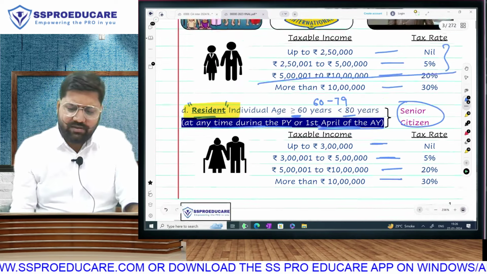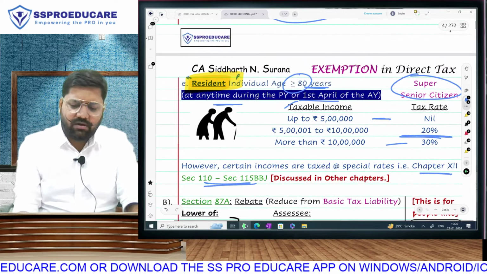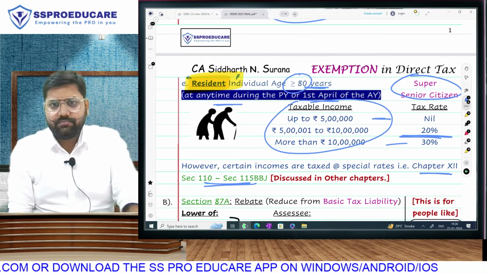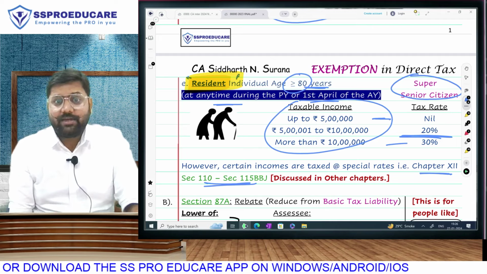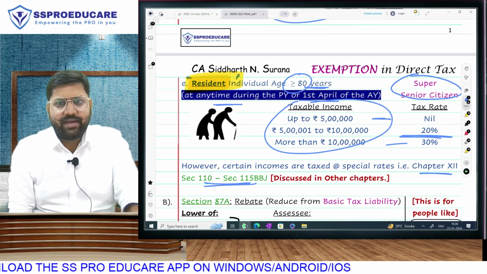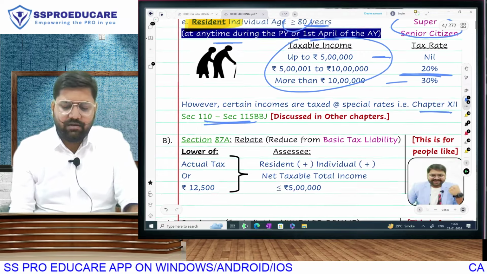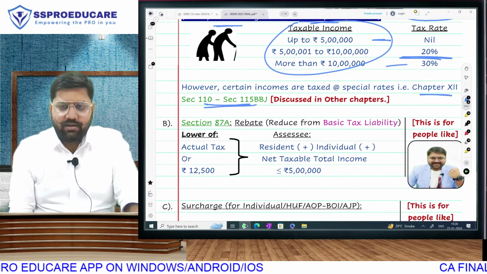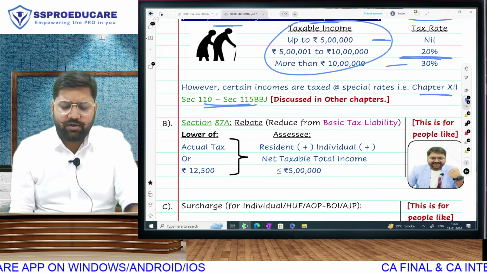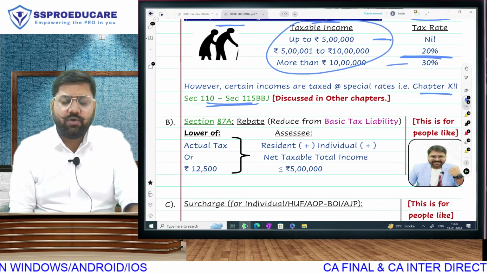These slabs, whether the first category slab, the second category slab or the third category slab, are applicable only and only for your normal incomes. Your special income will always be taxable at a special rate. Normal income, normal rate. Special income will be taxable at special rate, which we will discuss separately. The above tax that you have calculated, whether at normal rate or special rate, is going to be called your basic tax. Your basic tax is going to undergo certain changes.